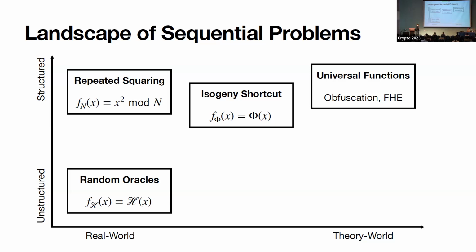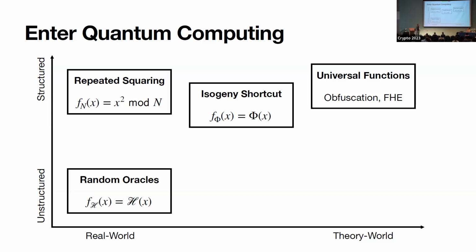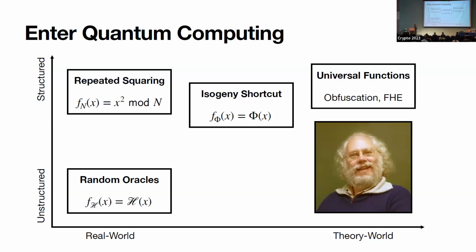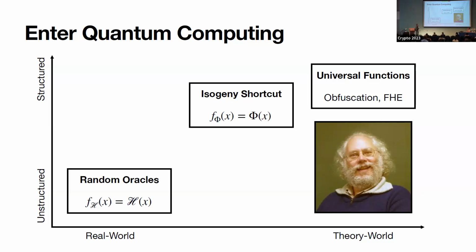Okay, and now the question that we ask is: what happens when we consider quantum computing? So enter quantum computing. Here it is. The first thing that we notice is that the repeated squaring assumption immediately disappears from this graph just by virtue of not being sequential at all, because you can just use Shor's algorithm to compute the order of the group, and that's it. So it's obviously not sequential.